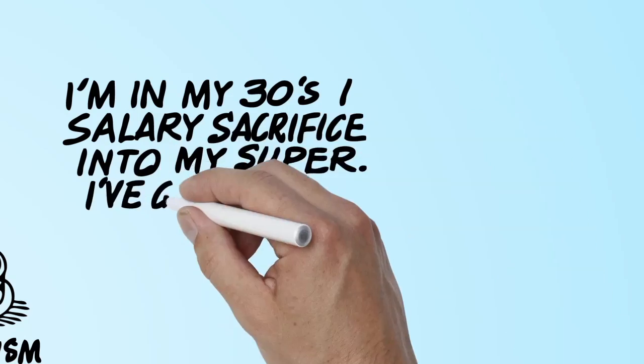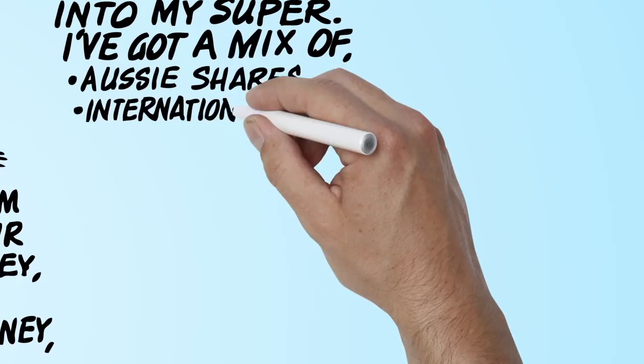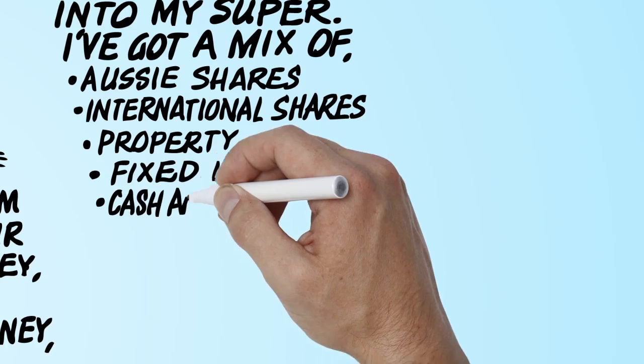I'm in my 30s, I salary sacrifice into my super. And in it, I've got a mix of Aussie shares, international shares, property, fixed interest, cash, and alternatives.